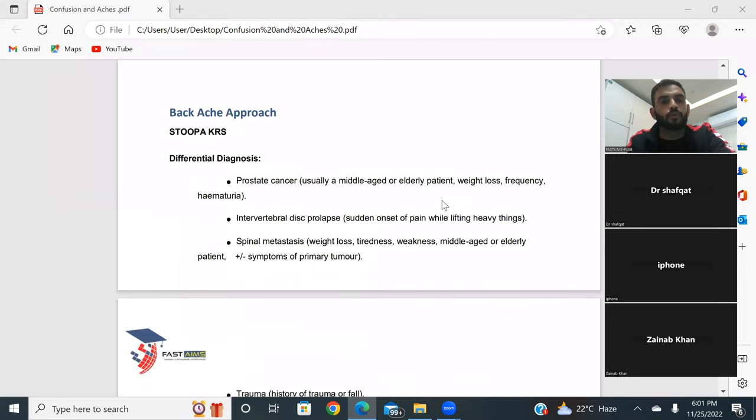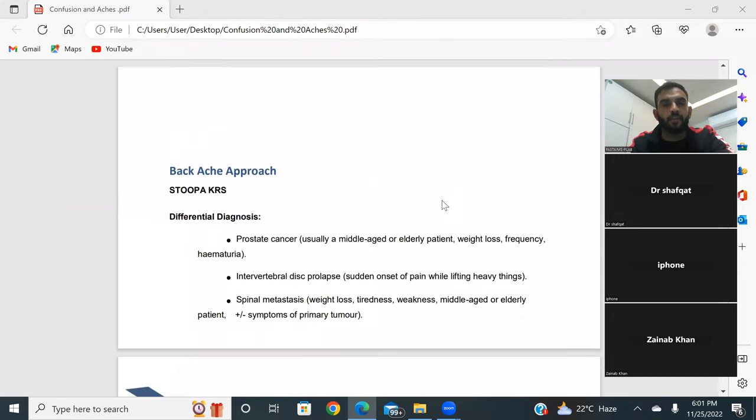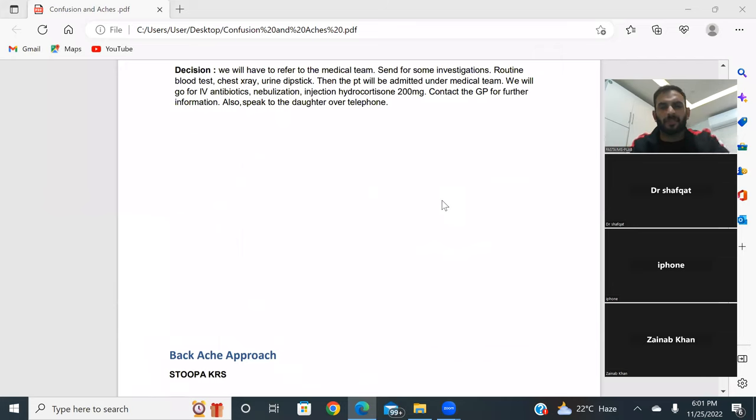Now, towards the backache approach, what comes in your mind when the person comes with a backache? What comes in your mind quickly? Mechanical, yes, it should be on top priority. Disc prolapse, good. One more. Ankylosing spondylitis, sciatica, degenerative.